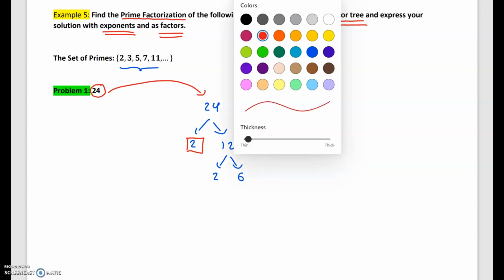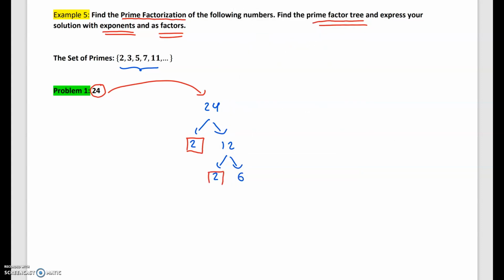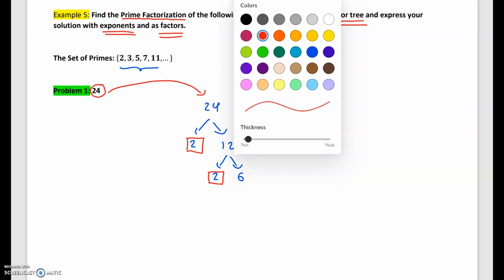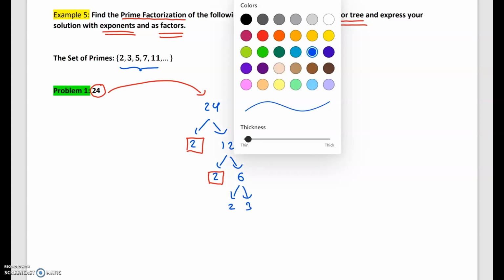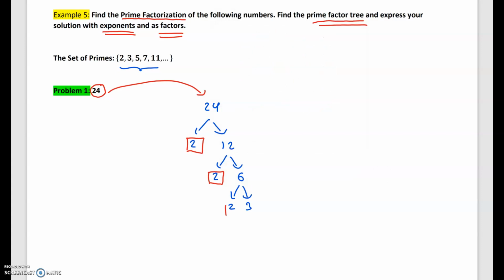And then we actually have another prime. And 6 happens to be expressed as 2 and 3. And here we have 2 more primes. So another 2 and another 3. This is, well, technically the prime factor tree.